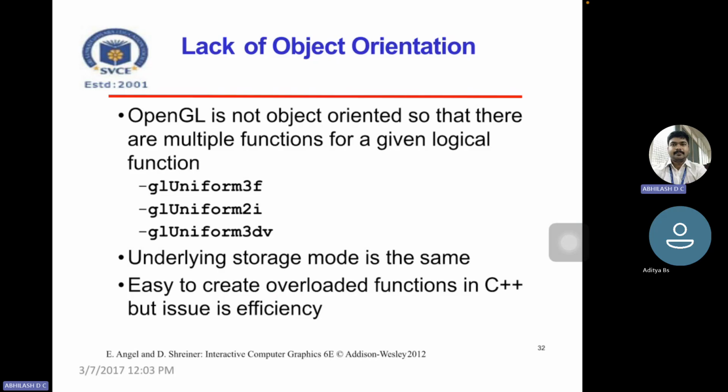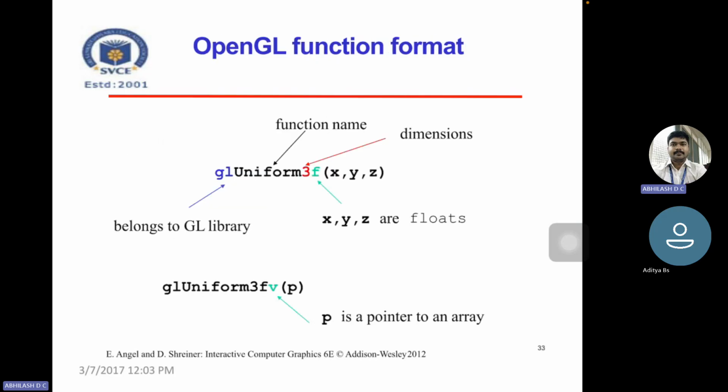If it is 2, it is 2-dimension. If it is 3, it is 3-dimension. So X, Y, Z are nothing but floating point variables. Sometimes instead of X, Y, Z, I can also use a point, and a point can be an array of values where it is holding separately X, Y, and Z values. So this is how a function format looks like in OpenGL.